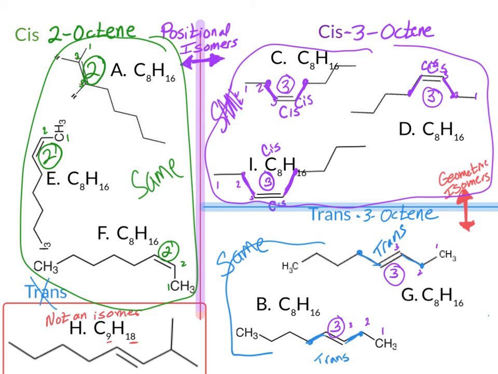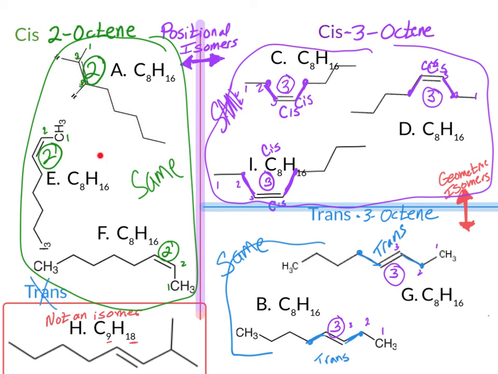trans-3-octene. So to summarize, we know that H is not an isomer of any of the others because it has a different molecular formula. We know that there are positional isomers, and we know that there are some things that are the same. The things that are the same are A, E, and F. They are all the same compound, just drawn in different ways. We also know that C, D, and I are the cis isomers of 3-octene, and B and G are the trans isomers of 3-octene.